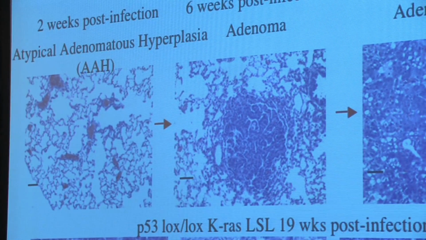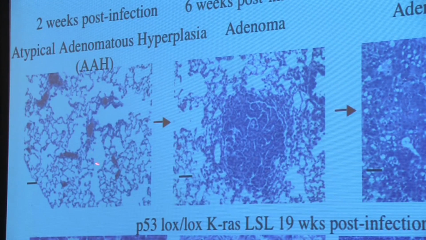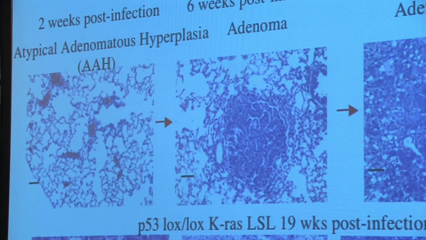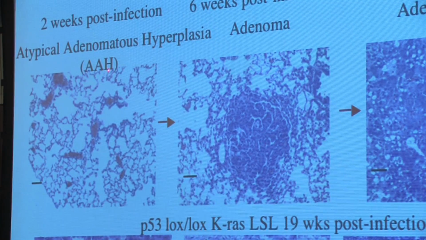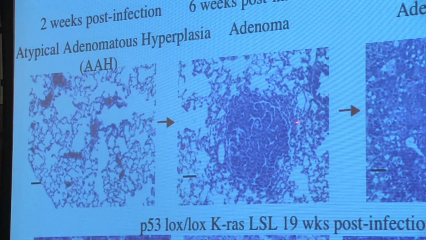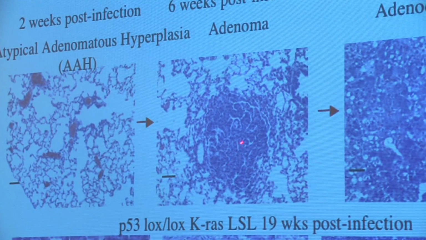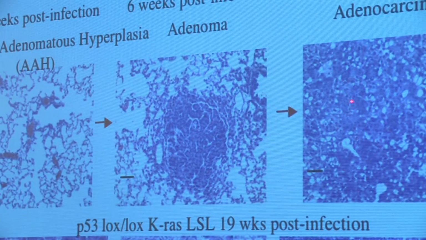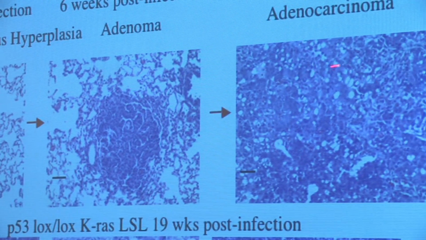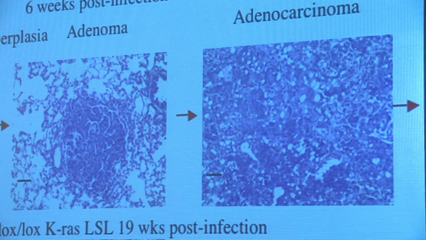And this type of lesion has been seen in many patients, and it's been proposed to be a precursor to lung cancer in humans. Now, at early points, we only saw this lesion, but by 6 weeks after Cre, we found these adenomas, which are very self-contained and still have fairly normal-looking cells. But by 16 weeks, these cells are very atypical, and the tumors have become advanced, and these are adenocarcinomas.